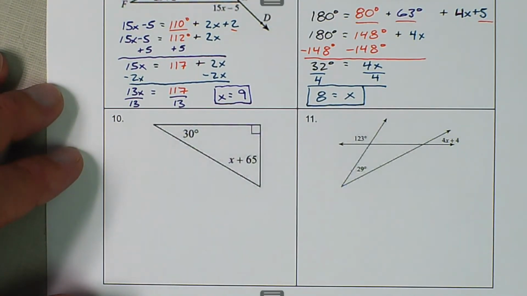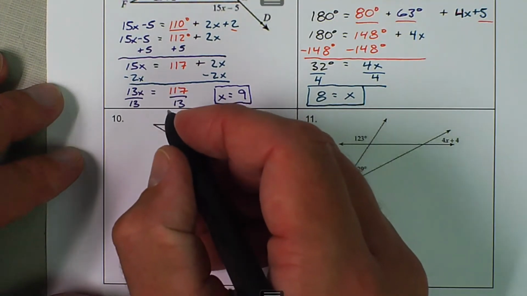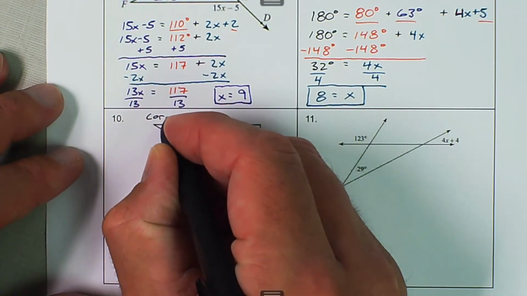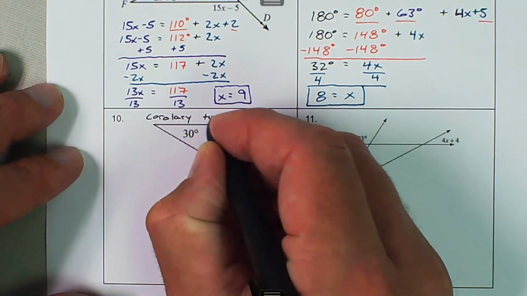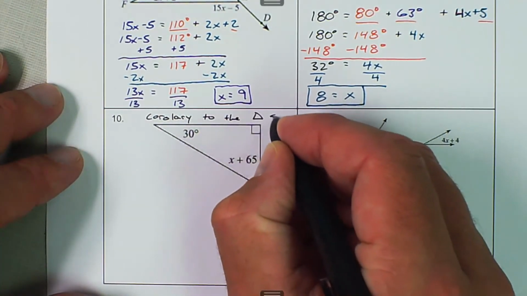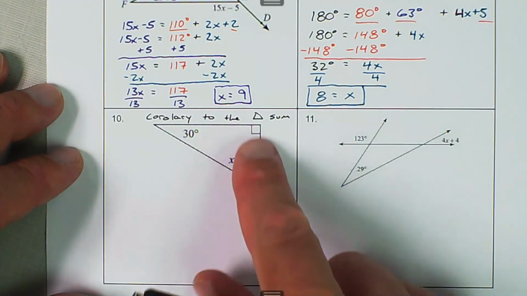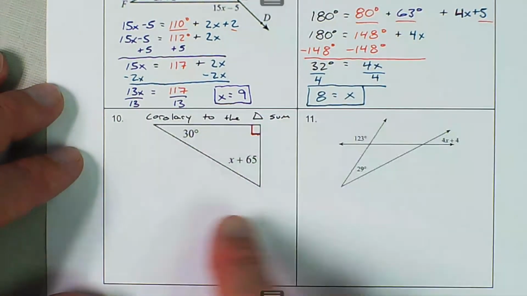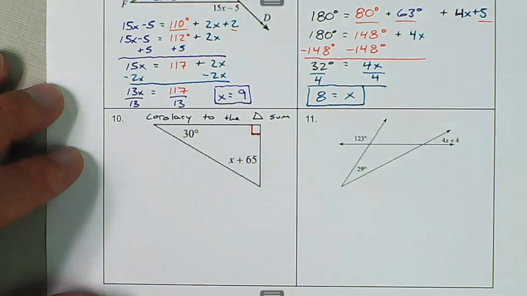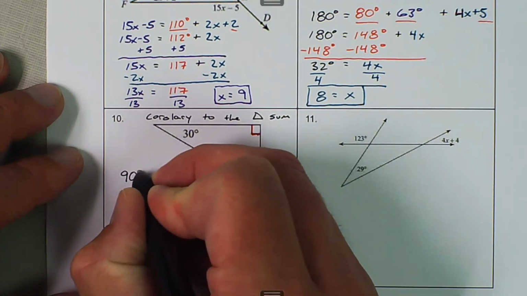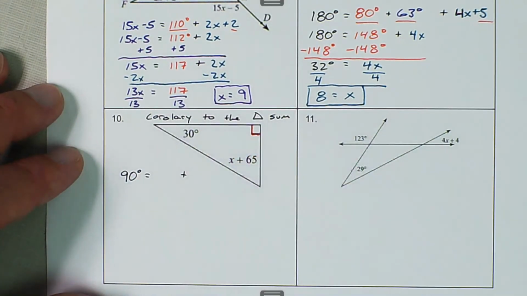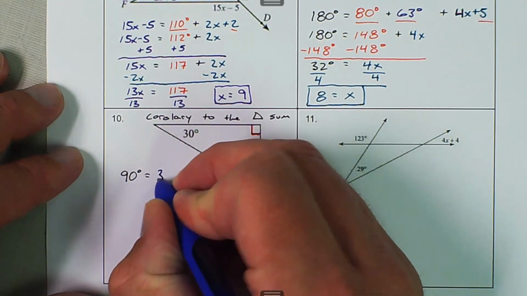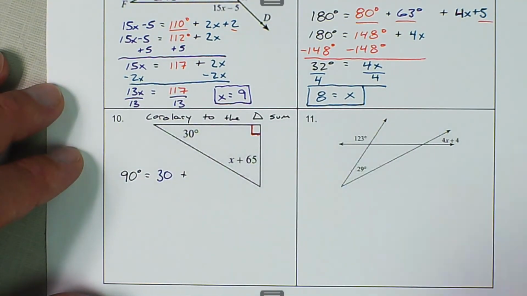And this is the corollary to the Triangle Sum Theorem. So corollary to the triangle sum, if we have a 90-degree angle, right here we have a 90-degree angle, so the other two acute angles add up to 90 degrees. So 90 is equal to the other two angles added together, which in this case is 30 and x plus 65.